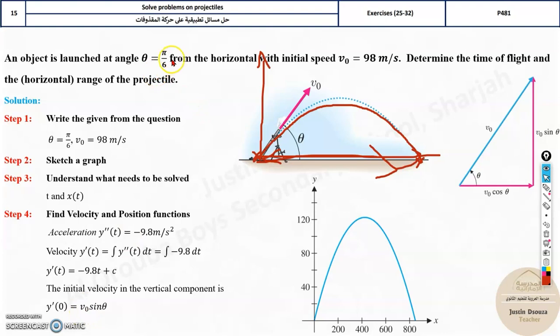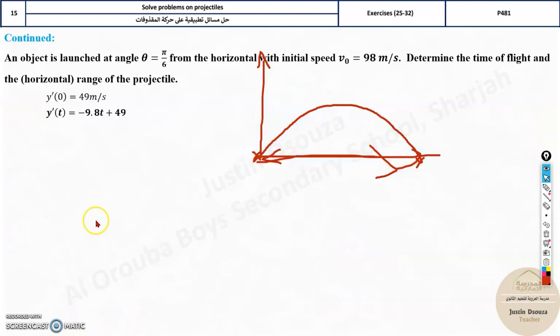because we have theta and the initial velocity given, right? So we need to solve for it. Y dash of 0 is 98 into sine pi by 6. You need to solve that. You will get 49 meters per second. That would be the c value.